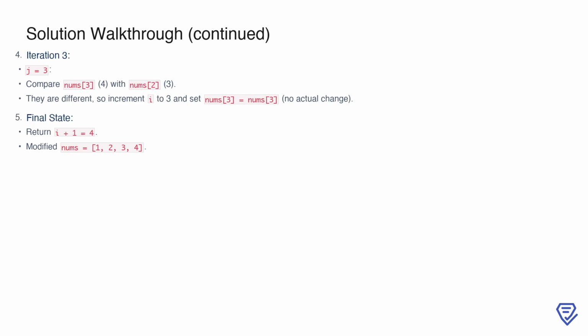At the end of this process, the slow pointer i is at index 3, so the count of unique elements is i plus 1, which equals 4. The modified array remains [1, 2, 3, 4], and since there were no duplicates to remove, all elements are relevant and unchanged.